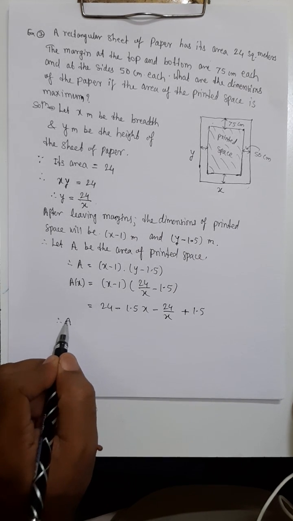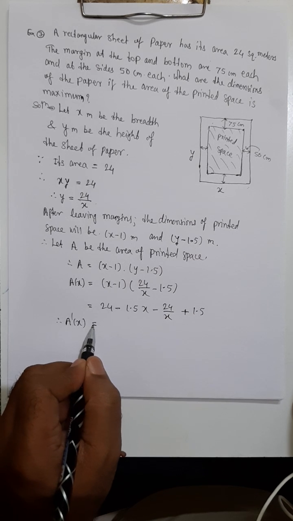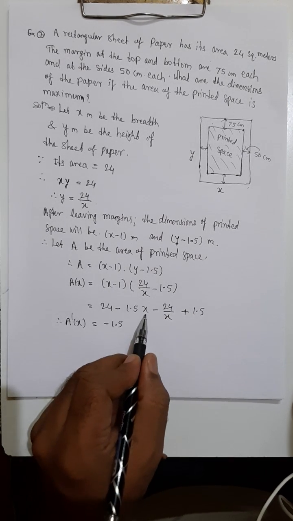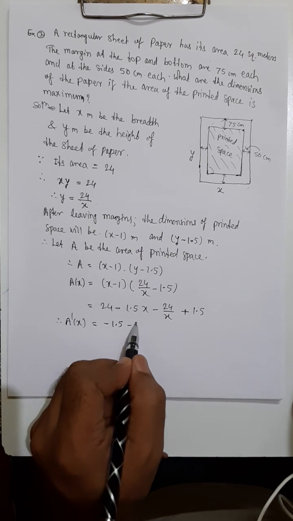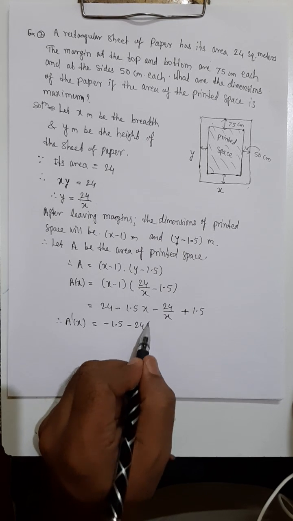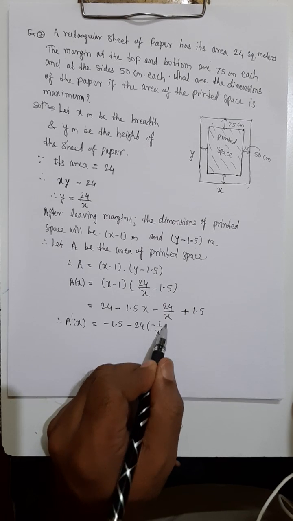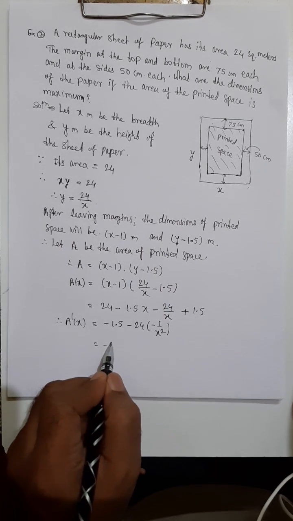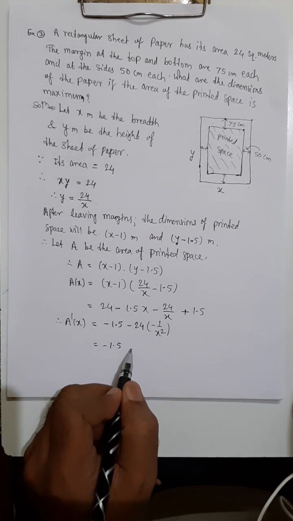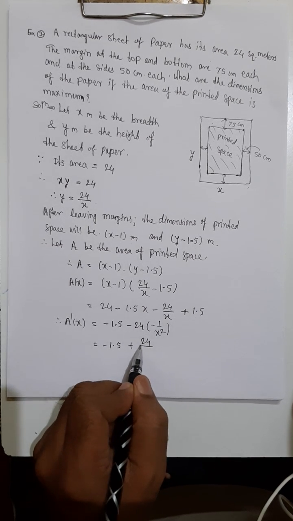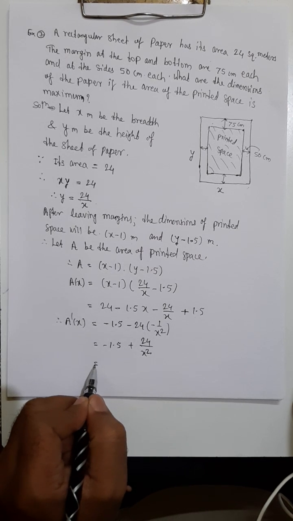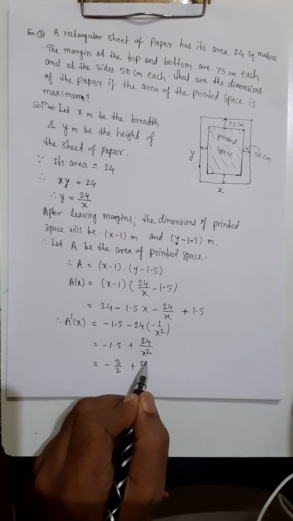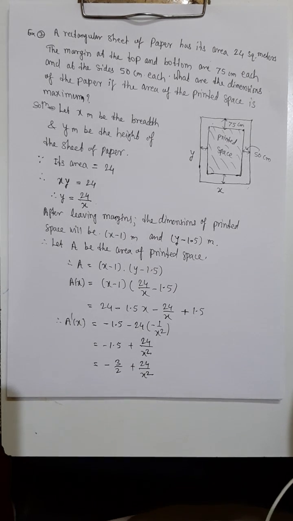Then I find the first order derivative, that is A dash x, differentiated with respect to x. The derivative of 24 is 0, minus 1.5 constant here, derivative of x is 1, minus sign 24 constant, derivative of 1 upon x, we know the formula, is minus 1 upon x square, and derivative of 1.5 again 0. So we get here minus 1.5 minus minus plus 24 divided by x square. So here 1.5 means 3 divided by 2, minus 3 by 2 plus 24 divided by x square.